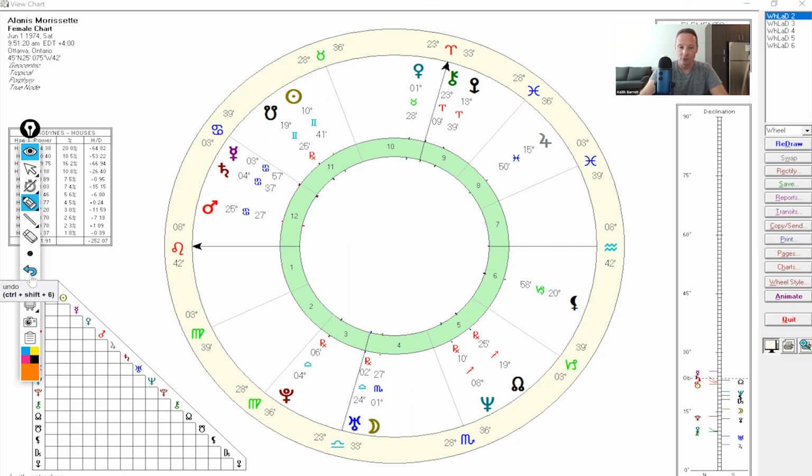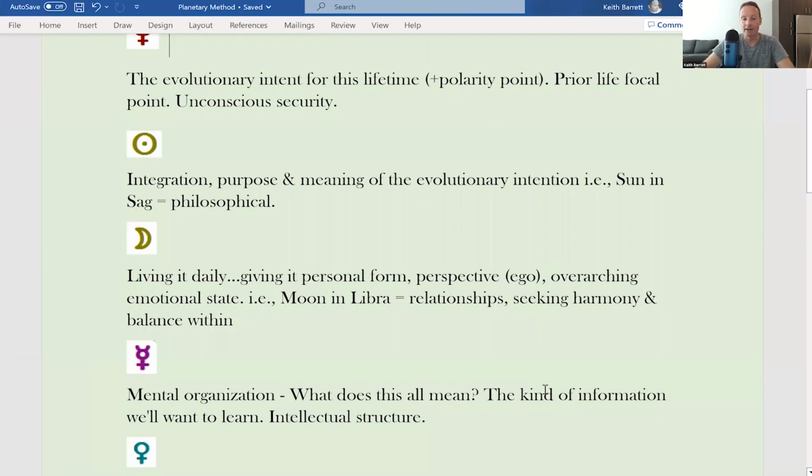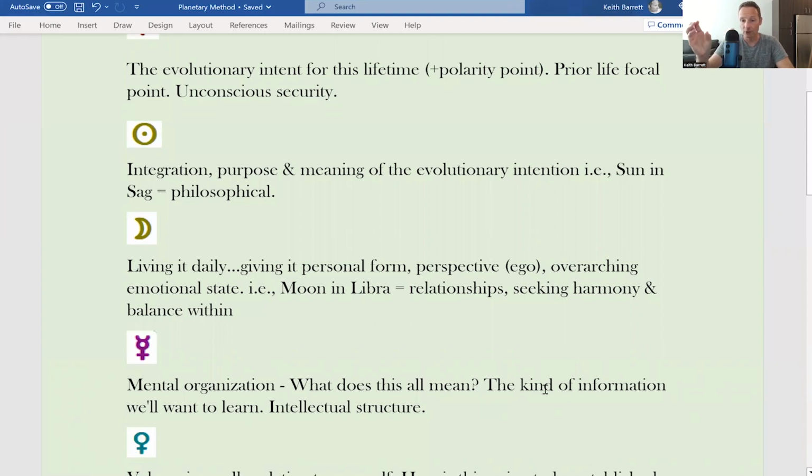Then we go to the moon, right? And so the next layer in this one is the moon, living it daily, giving it personal form, perspective, your ego creation, your overarching emotional state, right? And so let's take a look at her moon placement.